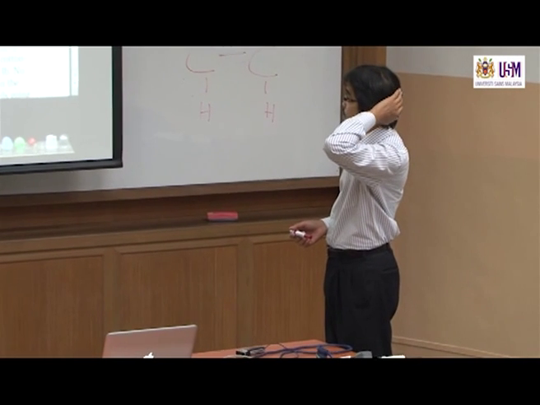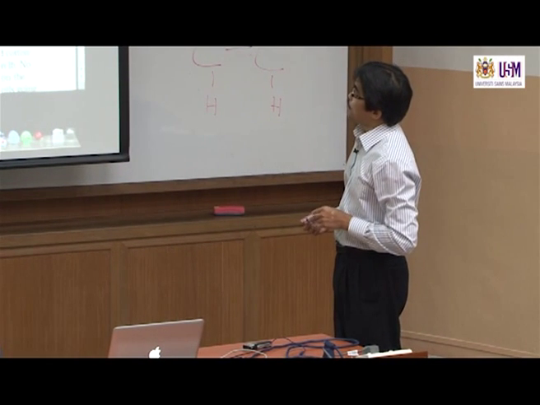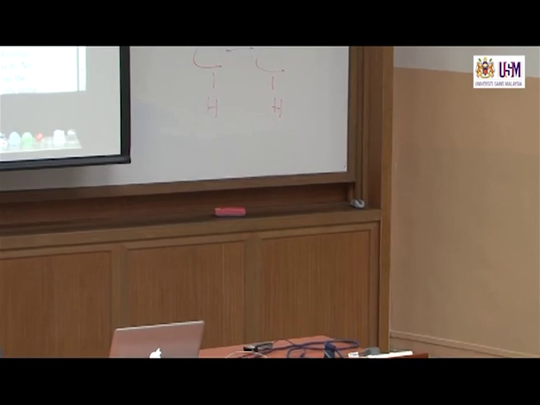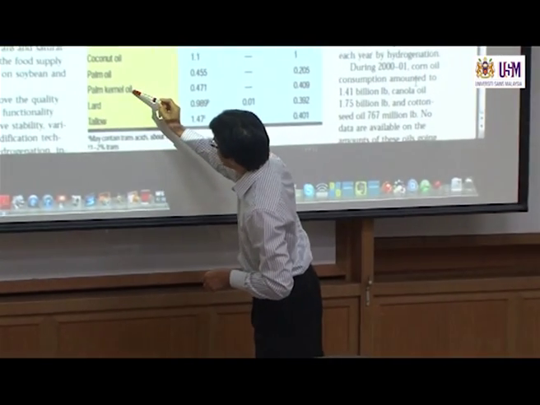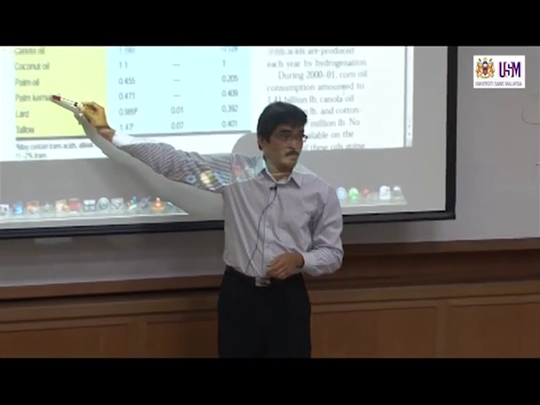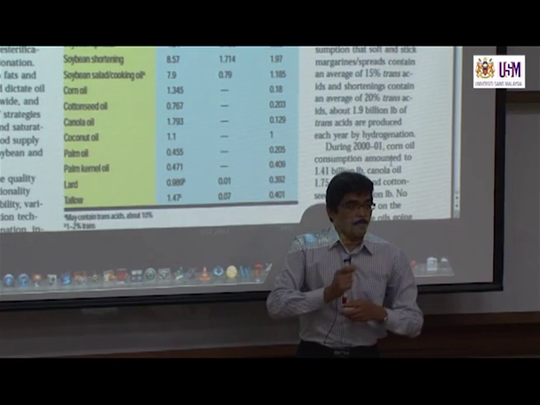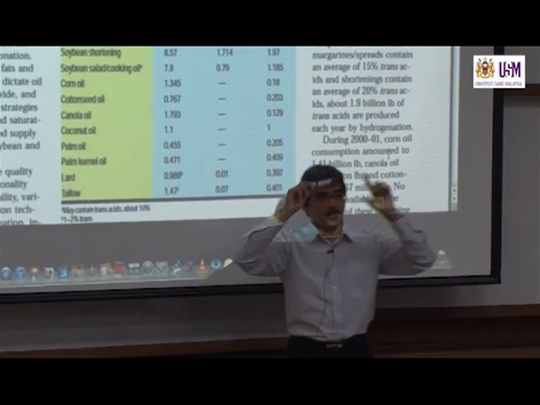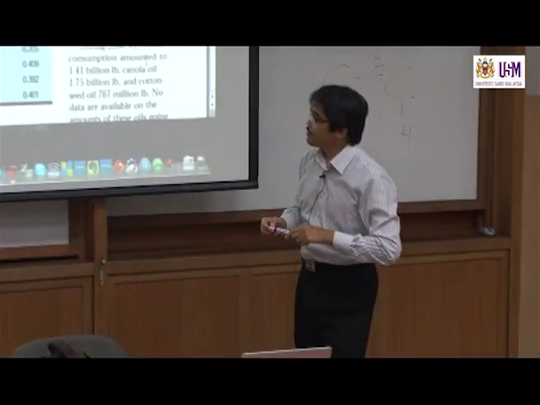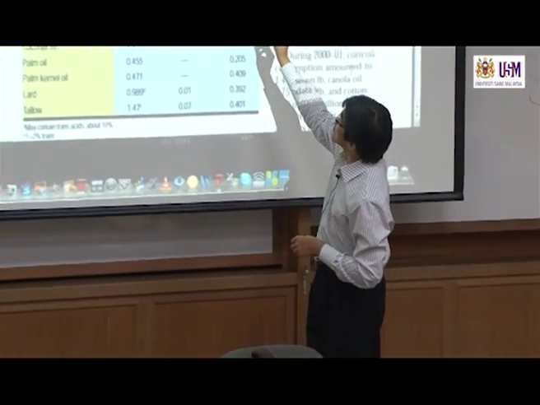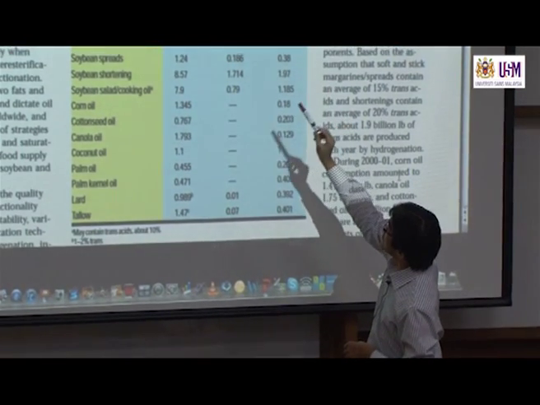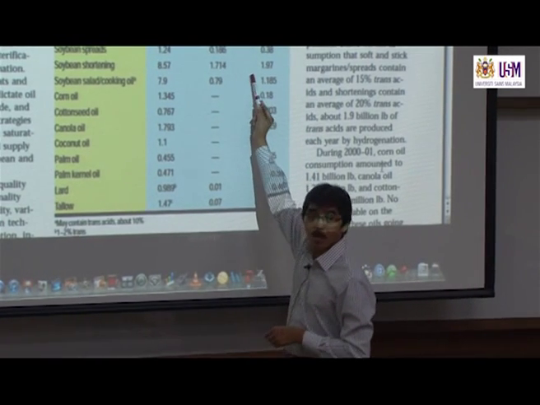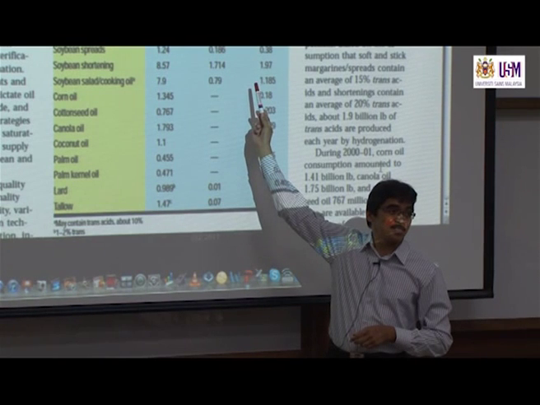Consumption in billion pounds. So look at the soybean. These are the products from soybean, and these are the palm oil and palm kernel oil. I hope you know now the difference between palm oil and palm kernel oil. The palm kernel is from the white portion, from the kernel. The palm oil is from the outer portion. So you can see consumption in the United States from 2001-2002. There is more trans in the soybean.